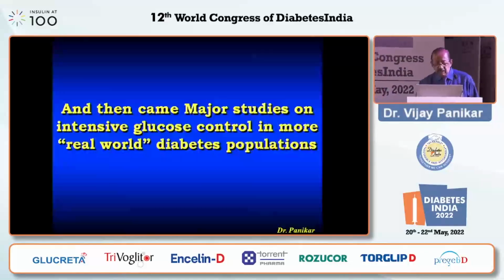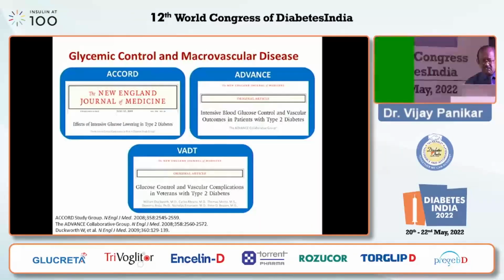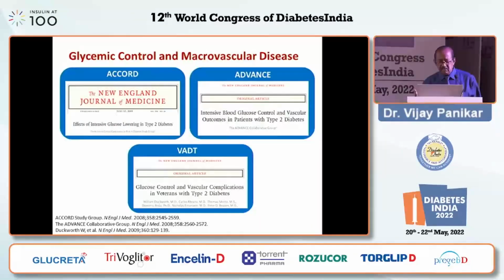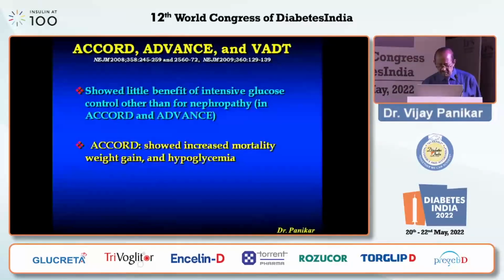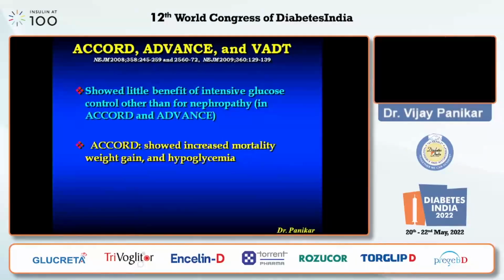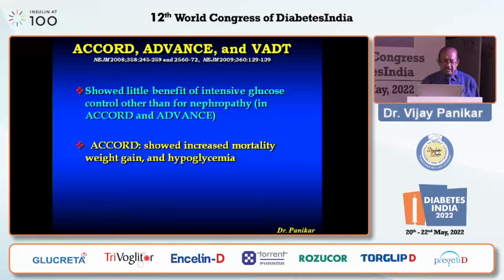So then came major studies to see if we can reduce the HbA1c to below 7 and give benefits. There were 3 major studies done, ACCORD, ADVANCE, VADT, to get the HbA1c below 6.5. And what did they find? Little benefit of intensive control. In ACCORD, there was increased mortality, 250 patients died. So they had to discontinue the trial.